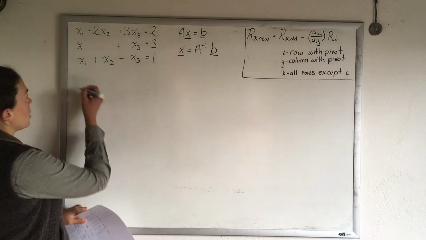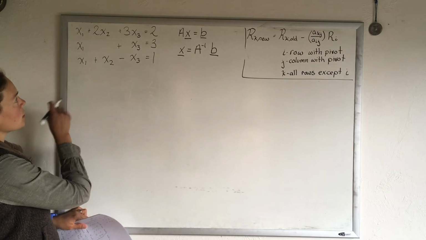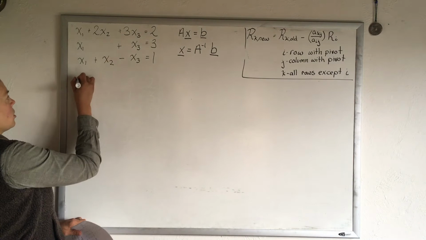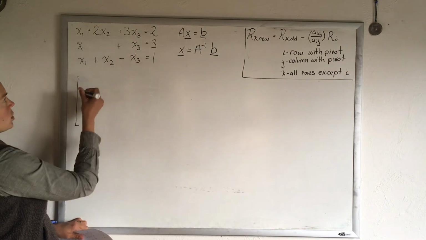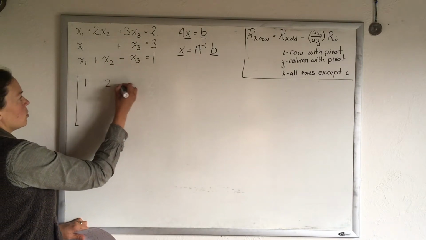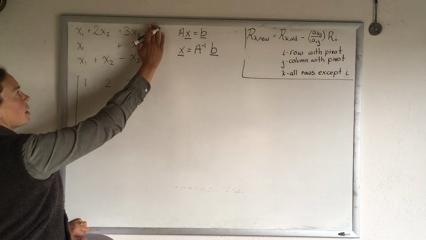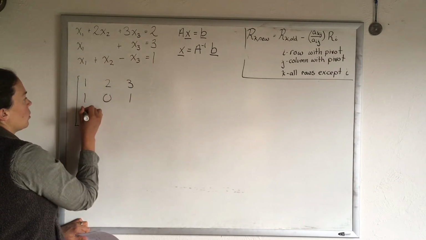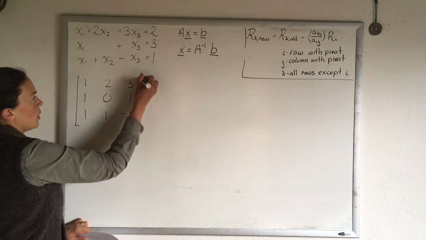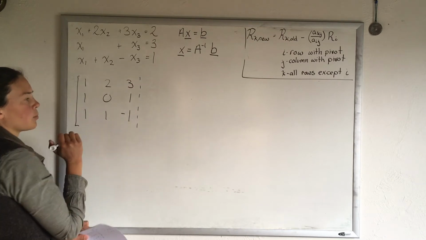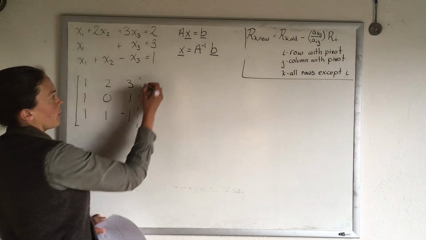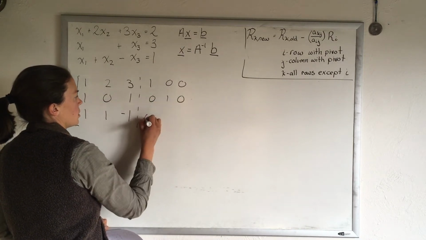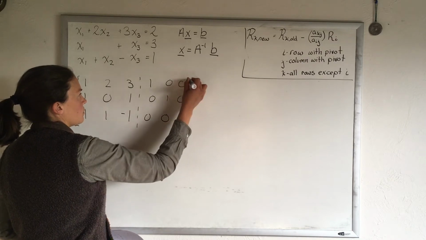So the first step is to take our coefficient matrix from the system of equations and augment on an identity matrix. So here we're just going to take the coefficients from our equations, 1, 2, 3, and we don't need to worry about our right-hand side, we'll just worry about our coefficients, 1, 0, 1, and 1, 1, negative 1, and then we augment on the appropriate sized identity matrix. So here it's 3 by 3. So 1, 0, 0, 0, 1, 0, 0, 0, 1.